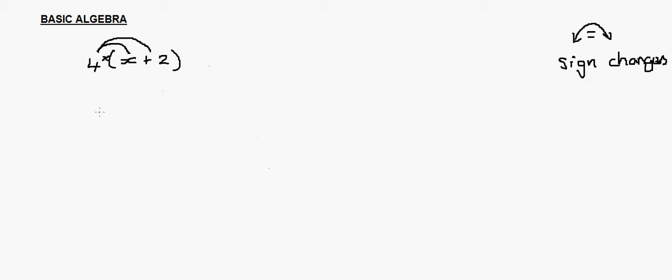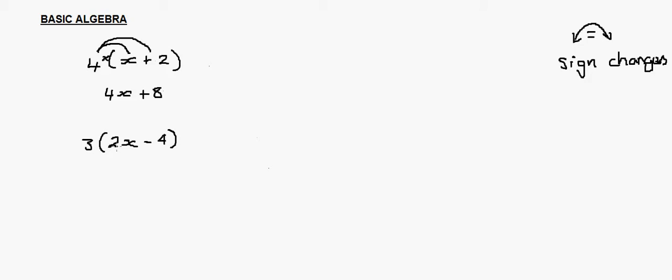Now 4 times x is 4x and 4 times 2 is 8. Okay, it's literally that simple. Let's say we have 3 multiplied by 2x minus 4. Okay, so it's 3 multiplied by 2x and 3 multiplied by minus 4.